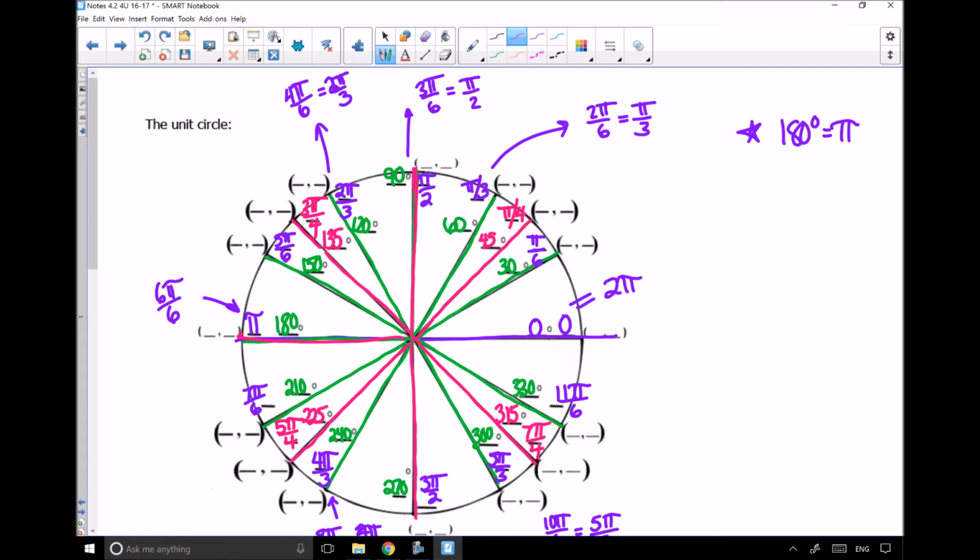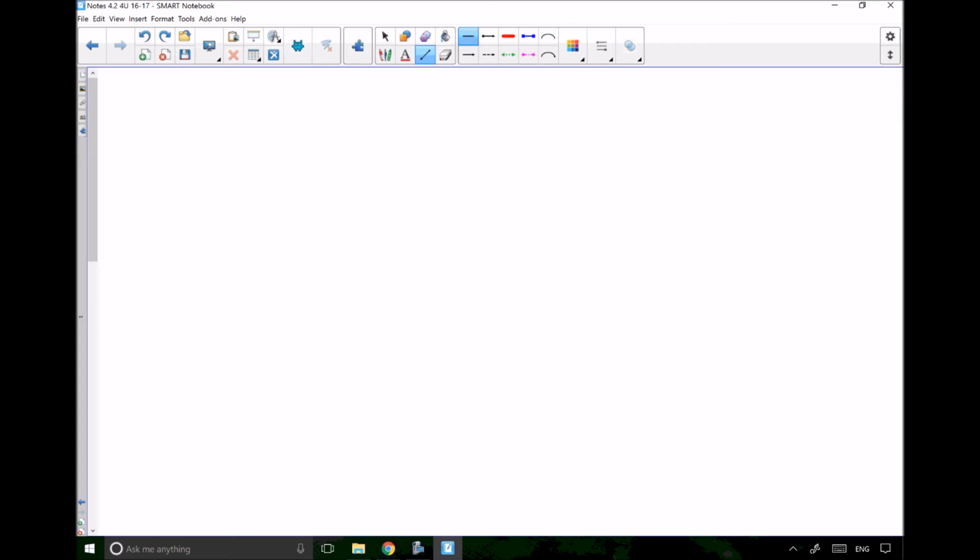Okay, so now we need to talk a little bit more about what the unit circle really entails. So when we talk about the unit circle right here, there's something really important that we need to know, and that is as follows. And again, this piece right here is going to be review for you.